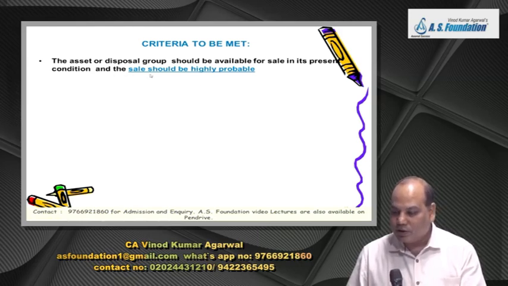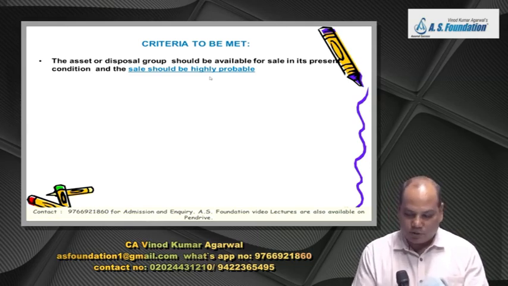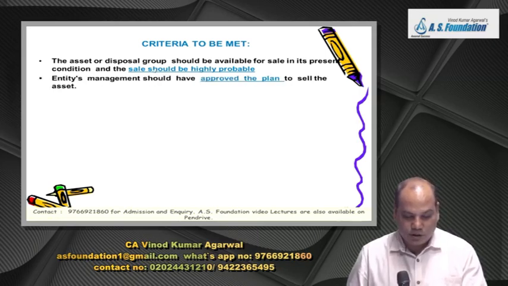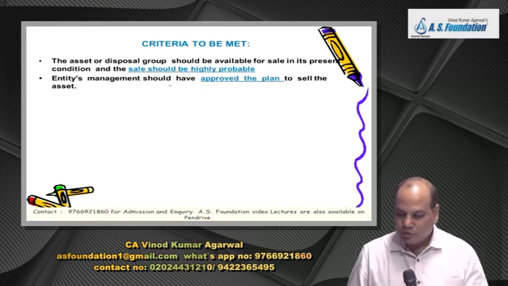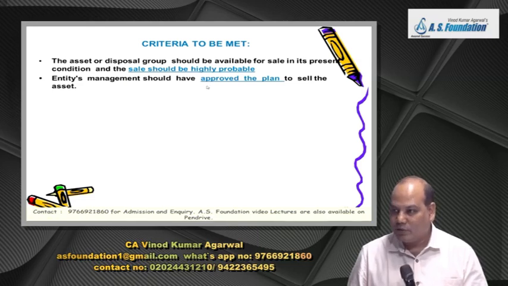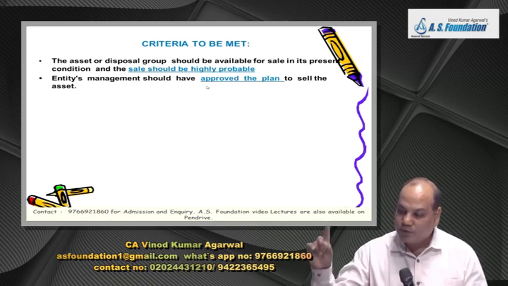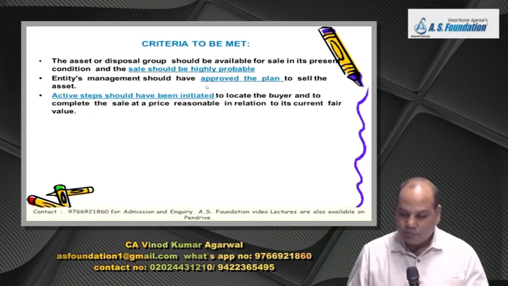Second is sale should be highly probable. Now, how to check whether sale is highly probable? There are some conditions they have mentioned: four condition checks. First, the entity's management should have approved the plan to sell the asset. Whosoever is the necessary authorized party in the entity, either board of directors, CEO, CFO, or any appropriate level of management who is authorized, has approved the plan to sell the asset.